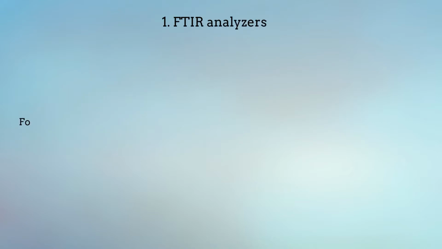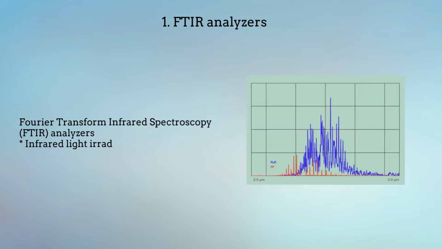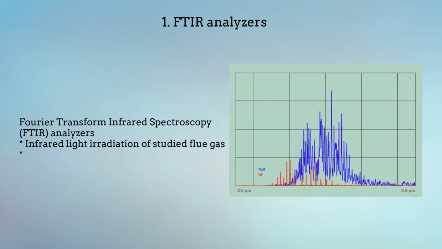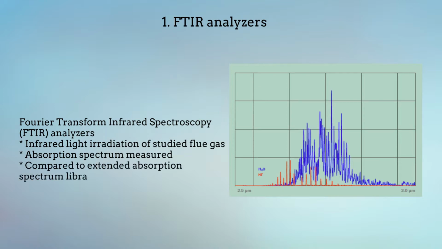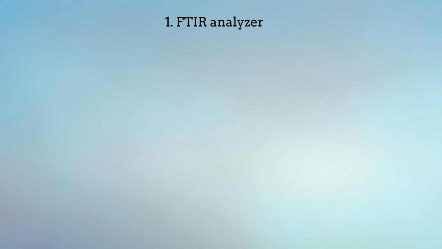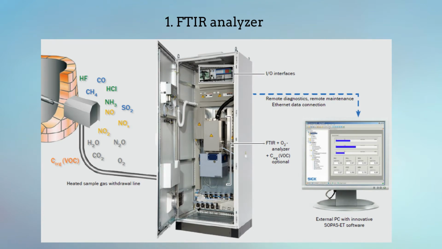Infrared analyzers are based on Fourier transform infrared spectroscopy. The studied gas is irradiated by infrared light, and the absorption spectrum is measured and compared to the spectrum library data. An FTIR analyzer arrangement could look like this example. The measurement probe is in the stack and the sample is pre-processed and analyzed in the cabinet. We get the measurement results to a control system.